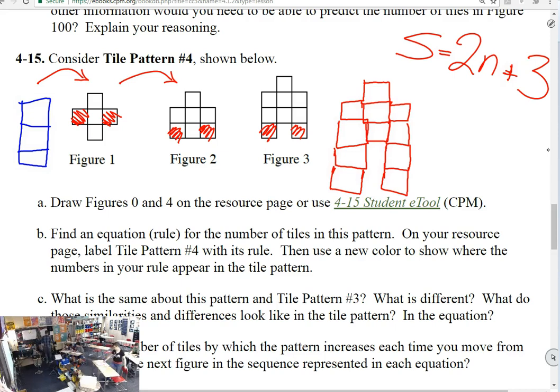Actually, if you go on CPM's website, there's a ton of things. If you go to CPM and search tile growth or tile patterns or anything like that, it'll pop up with stuff. Or you can even Google finding tile growth or anything else like that.